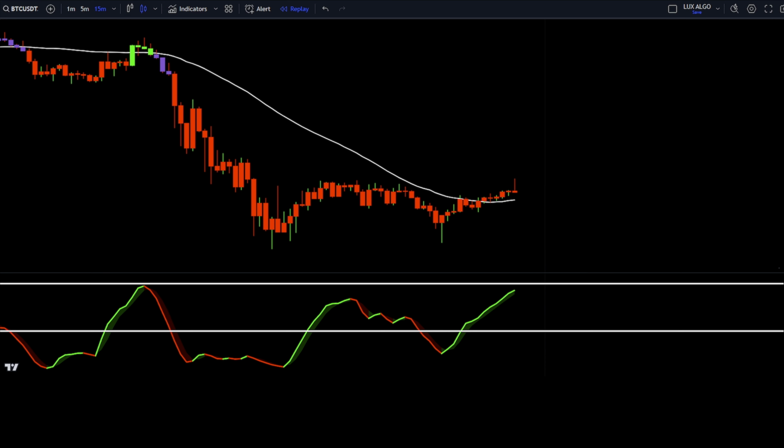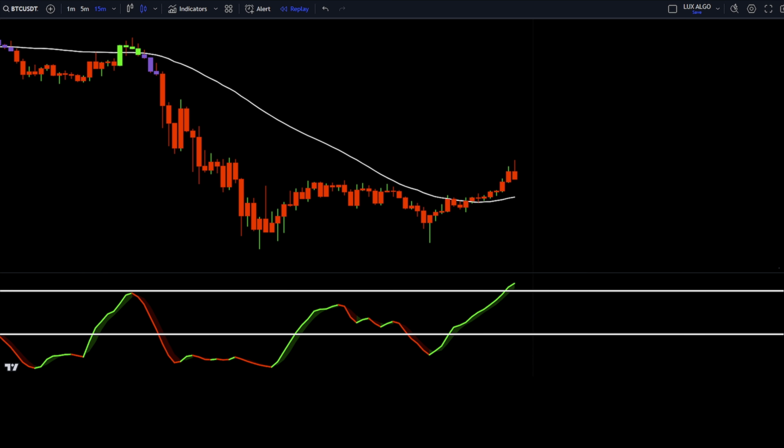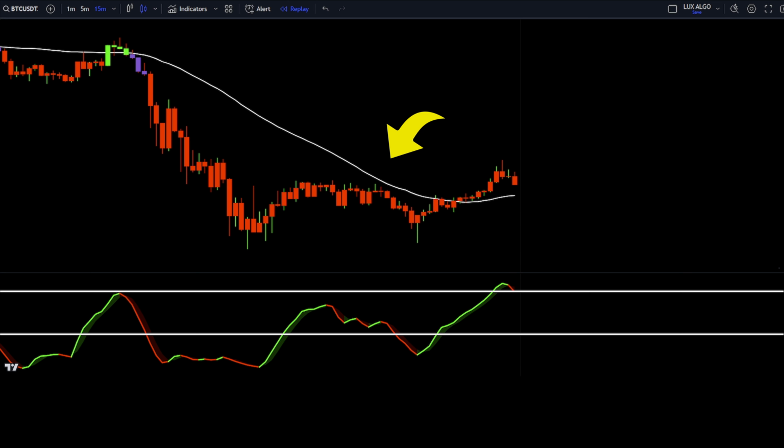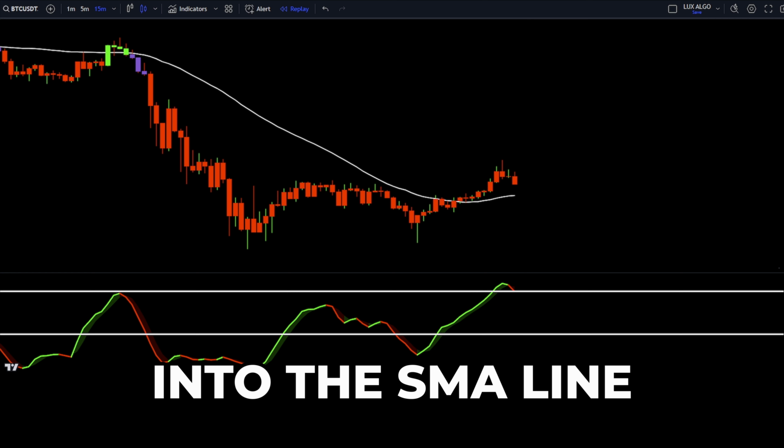Now moving on to the rules to enter a short trade. For a short entry signal to be valid, there must be 3 conditions met. First, we need to identify a downtrend. This can be done using the candle coloring and the SMA line. When the candles are red, it indicates a downtrend, especially if the price action is below the simple moving average line. Second, we need to see a valid pullback into the SMA line.